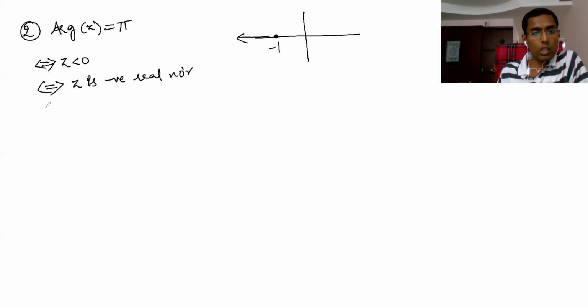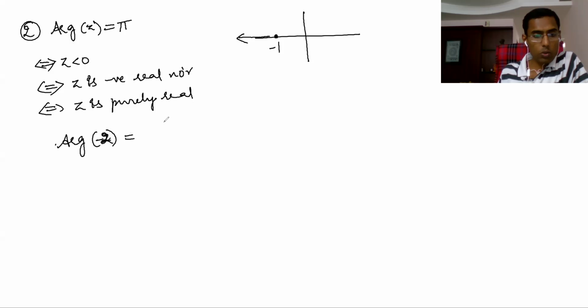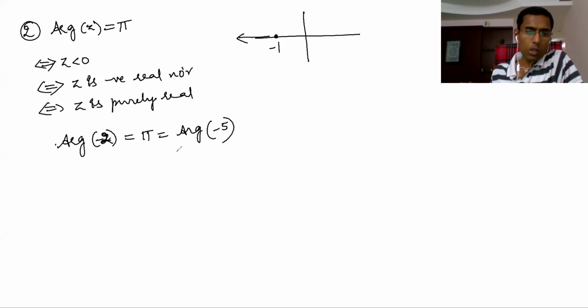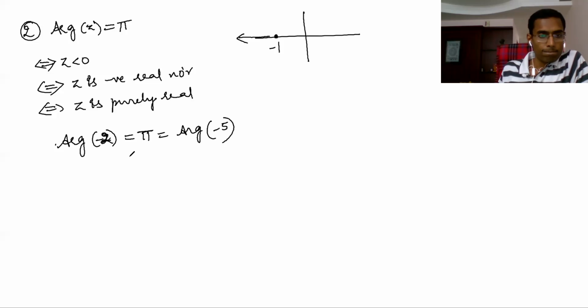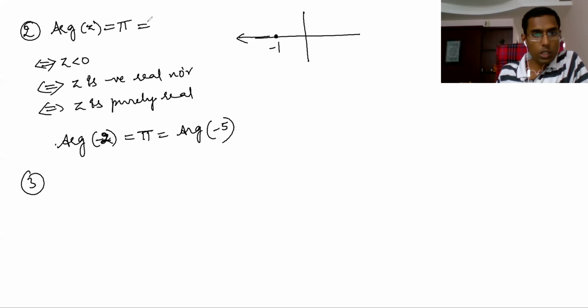So you can say z is purely real, or imaginary part of z is 0. You can say whatever it is. Argument of z equal to pi means this. So I can say argument of -2, argument of just -2 I am writing, is pi. Or argument of -5, some negative number, is pi. Now, you try to understand this: it implies and is implied by x is less than 0 and y equal to 0.